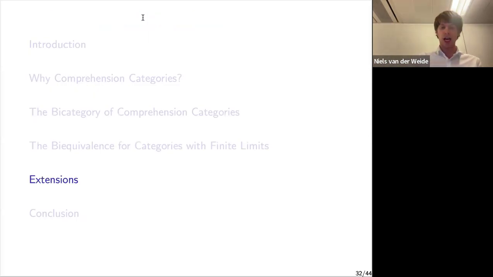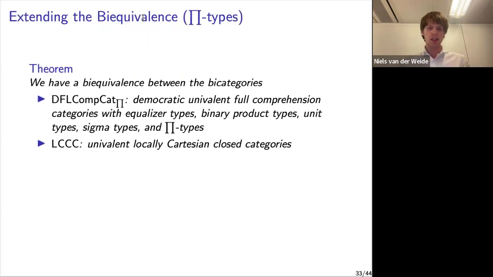So, final part of the talk, how do we extend this theorem to toposes? Here I won't be discussing many details, but more what the main techniques being used are. Let's say our goal is to extend this bicategory to involve more type formers and more categorical structure.